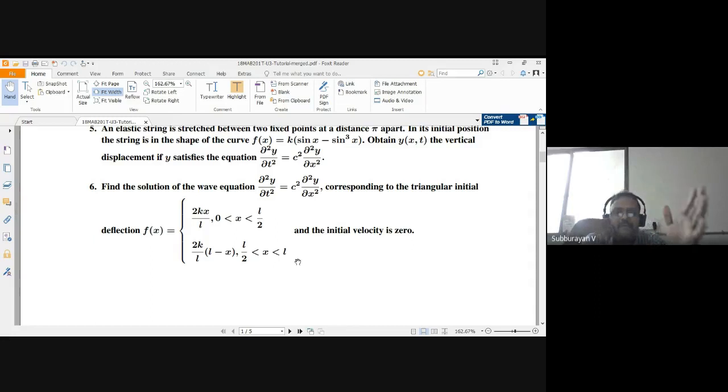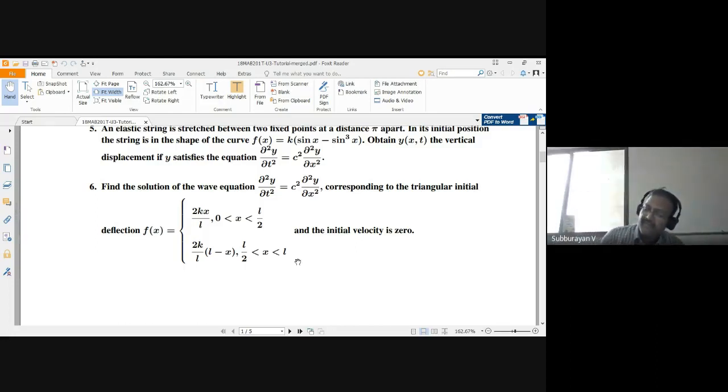So the same problem. There I have taken the length of the interval or length of the string, which is 2l, whereas here they assumed that the length of the string is L. Then what is the midpoint of the string? L by 2. Okay, the same problem. Only thing is the length of the string differs and the height is specified as k. There I assumed that it is b. Okay. What will you get finally?